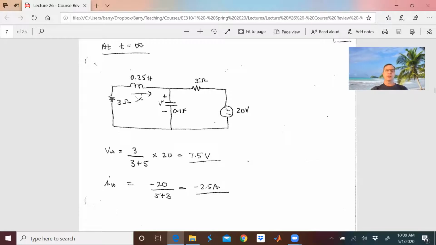And the current through the inductor is going to be 20 divided by 5 plus 3. Forget about this negative sign for now. The current going this way is going to be 20 divided by 5 plus 3, which is 8. And look at the convention. Positive current goes that way. Put a negative sign there, negative 2.5 amps.